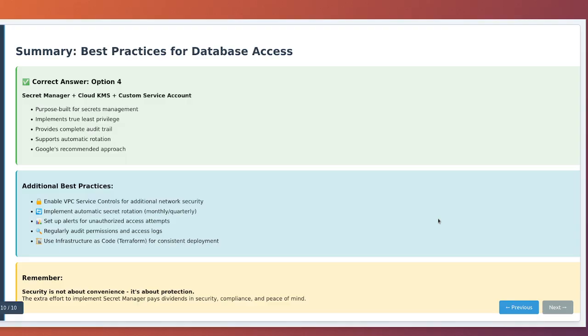In production, I also recommend implementing secret rotation policies, using VPC service controls for additional network security, and regularly reviewing access logs. Security isn't about making things complex, it's about using the right tools correctly. Secret Manager makes security both robust and manageable. That's the kind of solution that lets you sleep well at night.